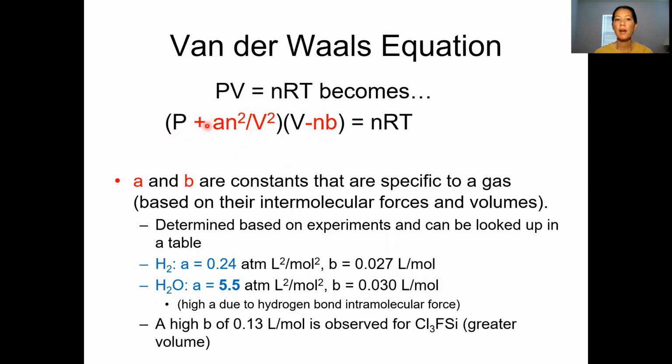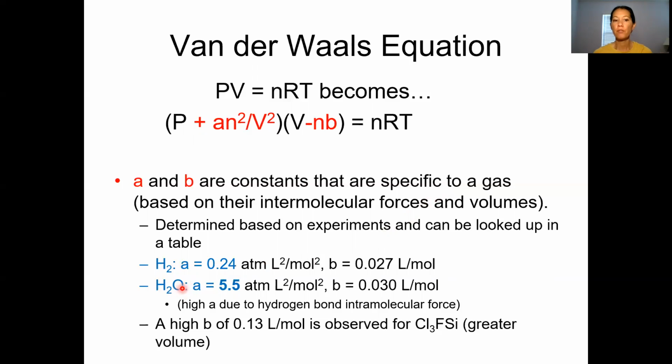This term here has a constant A. This term here for volume has a constant B. These are constants that are very specific to each gas based on their own intermolecular forces and their volumes. They're determined experimentally, and you can look them up in a reference book or a table. So let me just show you an example. How about the water example that I gave?